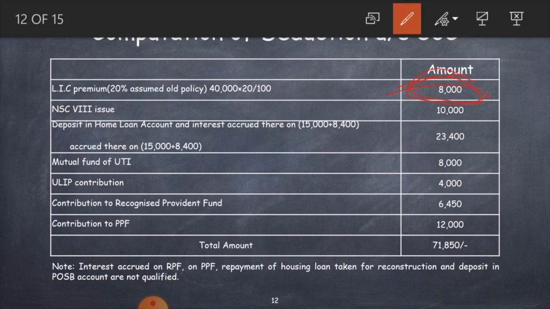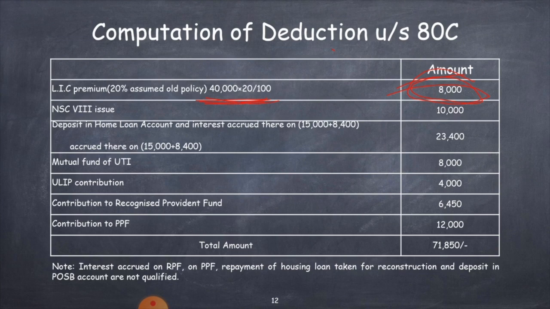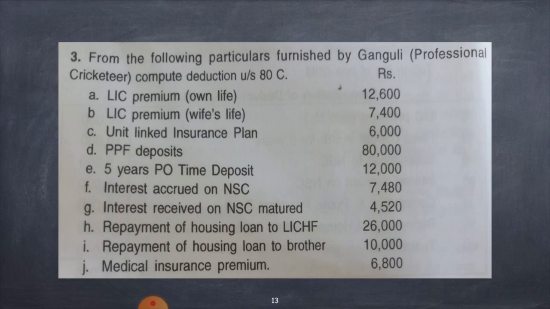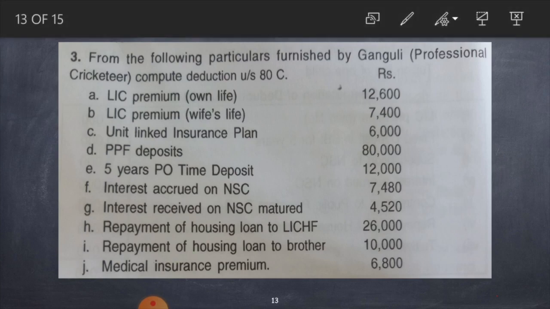Here I also mentioned the calculation. Please go through this and the explanation given at first. Okay, and the rest of the things are the same. So you get the total amount of 71,850. So the whole amount is eligible for deduction under section 80C. So, go through this problem, that is the third problem.